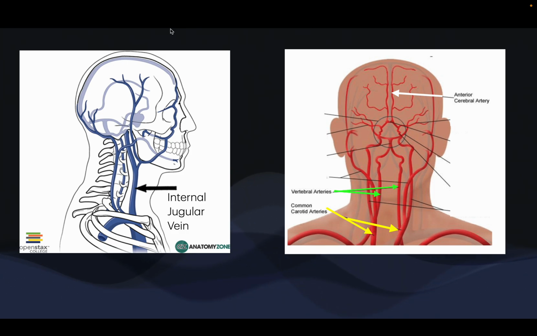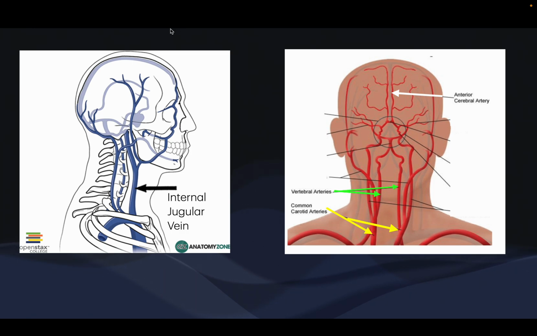Here we have the rest of the blood vessels that we need to know for the lab practical. So if you look at the picture to the left, that black arrow is pointing towards that neck region. That's going to be our internal jugular vein. And looking at the lab manual, this is the only vein that we are responsible to know for the lab practical. And the picture to the right is going to be the rest of the arteries. They're on that list that we need to know.